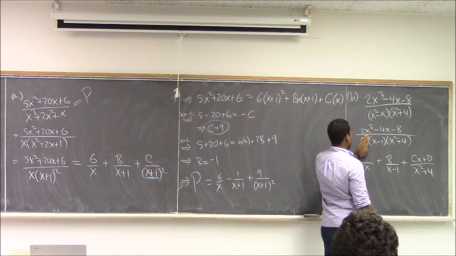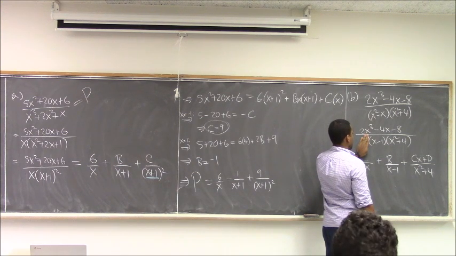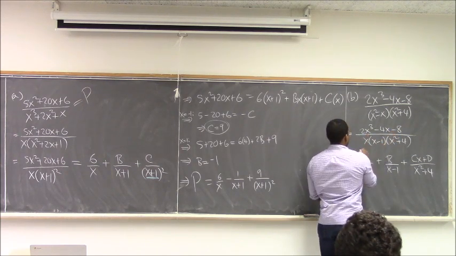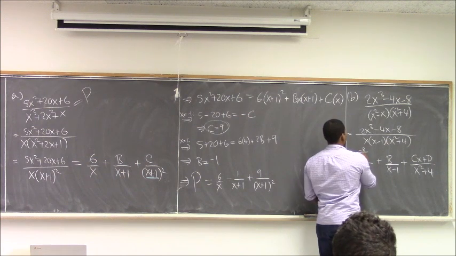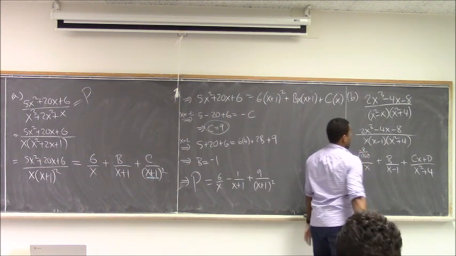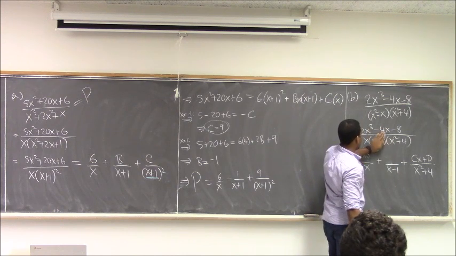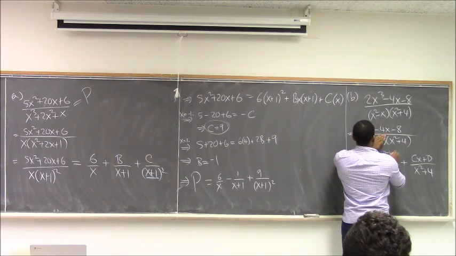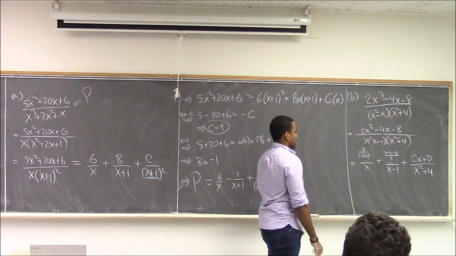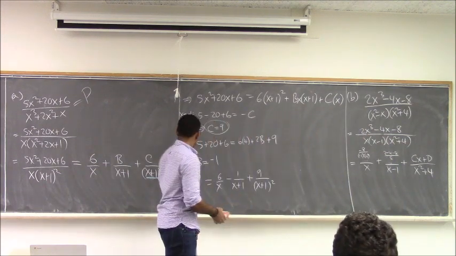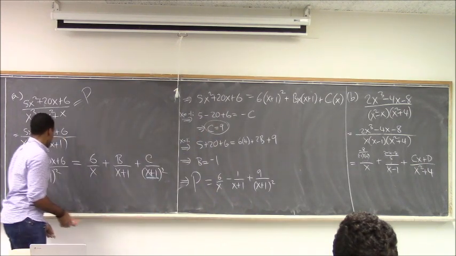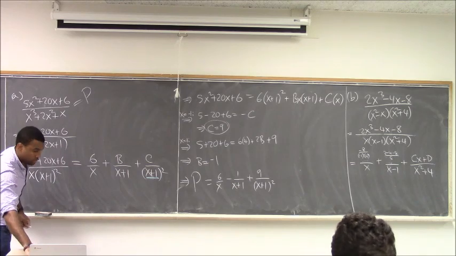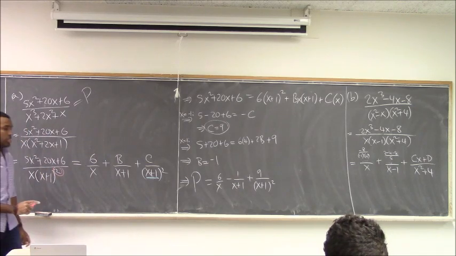Cover this up, plug in x equals 0, what would I get? Minus 2. I would get minus 8 divided by minus 1 times 4. For the b, I can cover that up and plug in x equals positive 1. That's going to be 2 minus 4 minus 8 over 5. I have a question, Professor. Yes? When we get to the same thing, like x plus 1, it's not a non-repeating factor. Yeah. The trick only works for linear non-repeating factors.